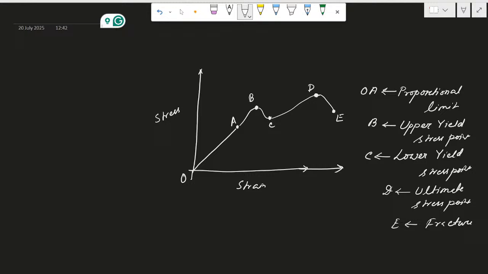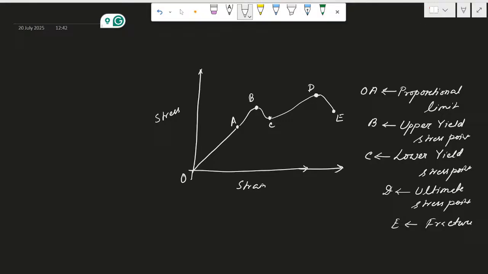So you see, if you go from O to A, that is linear in this region, Hooke's proportional limit law is obeyed. Now A to B, stress and strain are not proportional. Still the body regains its original dimension once the load is removed, but not the exact original dimension. So A to B is still elastic. At point B, I can say it is the elastic limit. It is known as upper yield stress point.